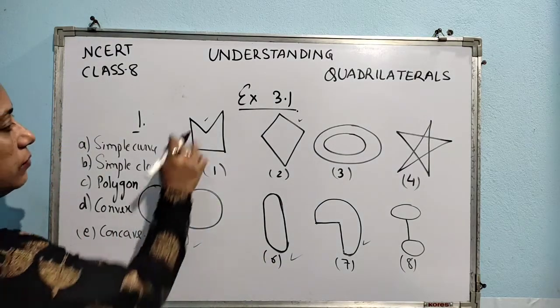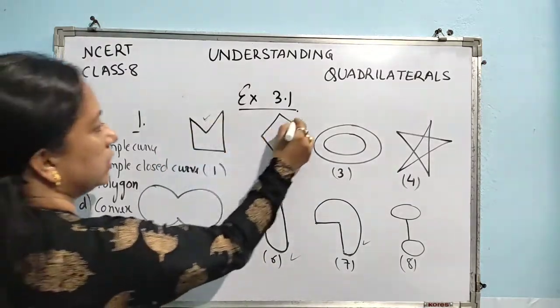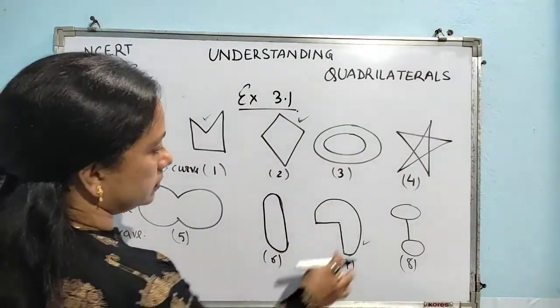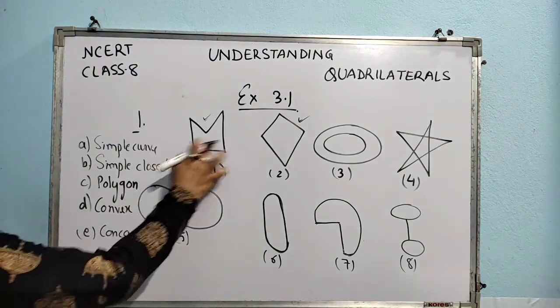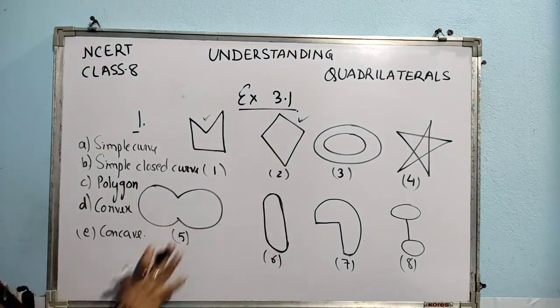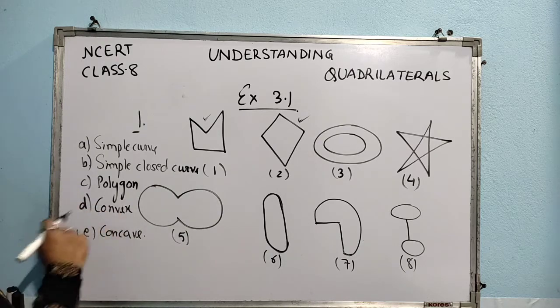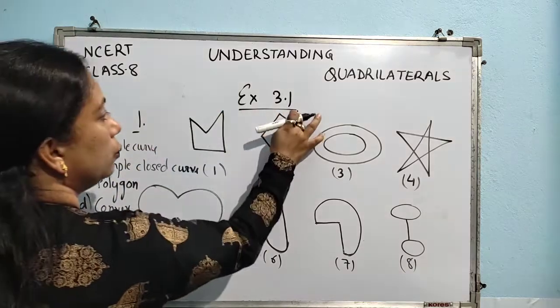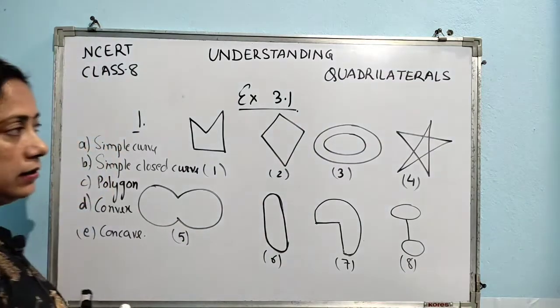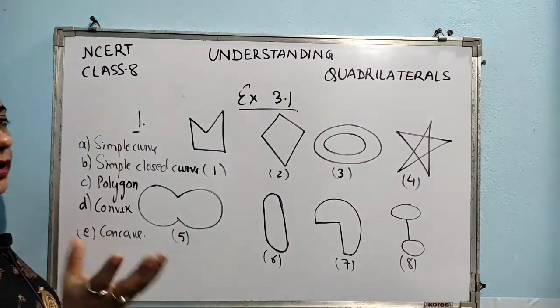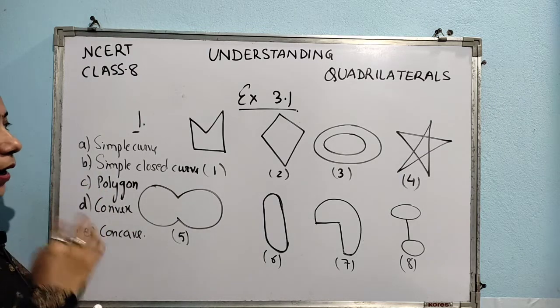So which ones can be said to be polygons? This one is a polygon, this is a polygon, and other than these two, we don't have any polygon in these figures. Okay, so polygon is done. Now convex polygon. All of you know what a convex polygon is? A polygon which has all the angles less than 180 degrees.